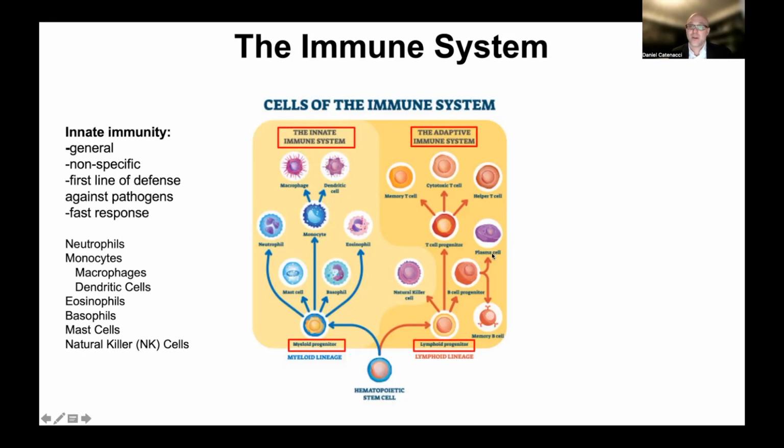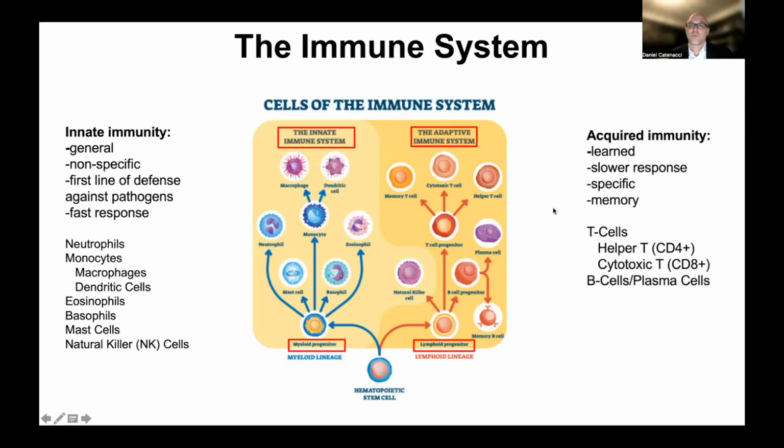On the other side, we have the adaptive immune system, which is an acquired immunity. It's learned based on the specifics of the given pathogen or cancer, and therefore it's slower. It takes time to learn that, but it's much more specific. In addition to that, after clearing the infection or the cancer, there are memory cells that linger, so that if that exposure recurs, like a repeat infection, then your response is faster because you have those specific memory cells to that specific problem. The two main effectors of this acquired immunity arm are T cells and B cells.